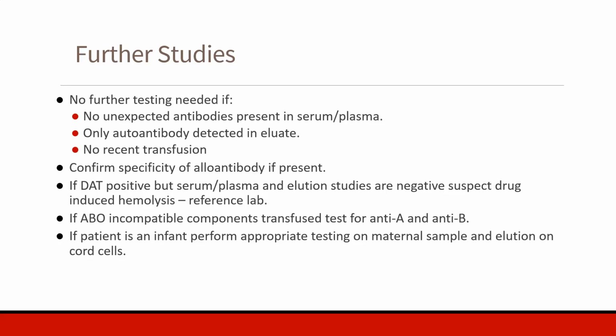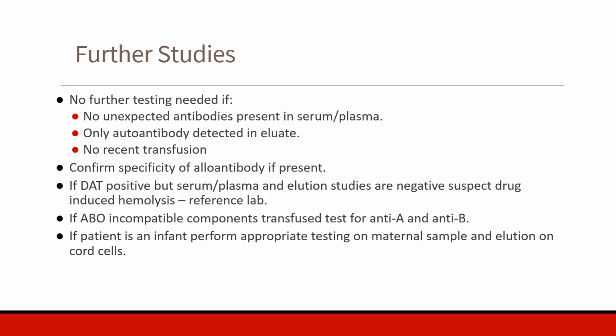If ABO incompatible components have been transfused, test for anti-A and anti-B. For example, with platelets, sometimes we don't have enough group A platelets, so we'll give group O platelets. And there's a tremendous volume of plasma on a platelet concentrate. So this could cause the patient's A cells to give a positive DAT. So in addition to running your panel cells with the eluate, you'll also want to throw in an A cell and B cell. This is why the patient's history is so important.